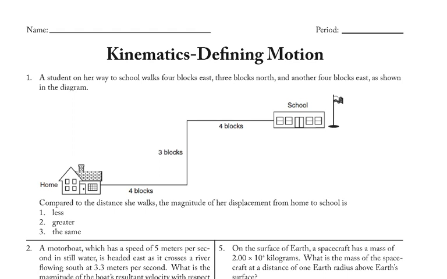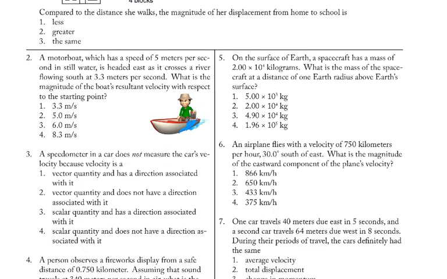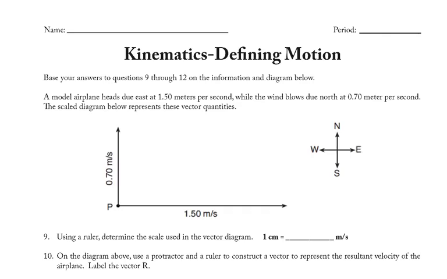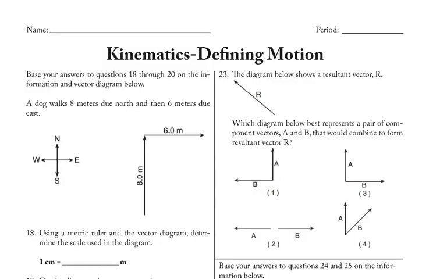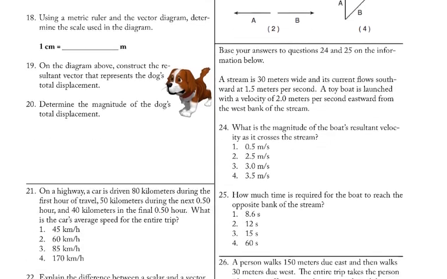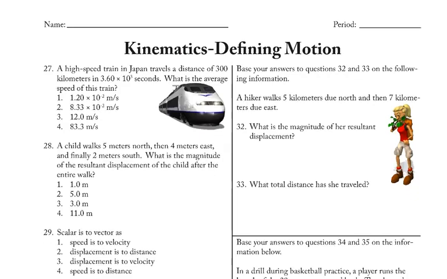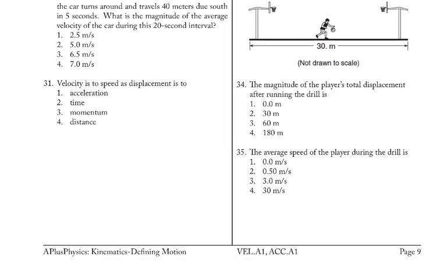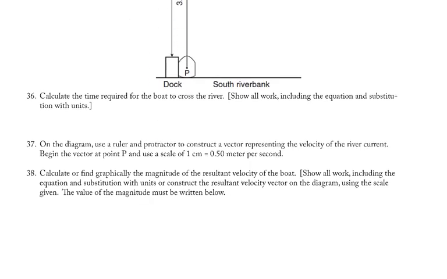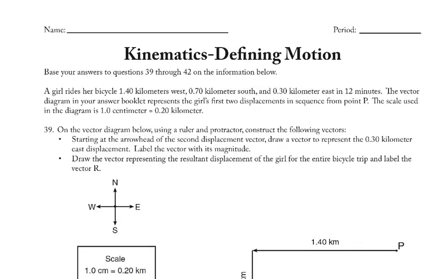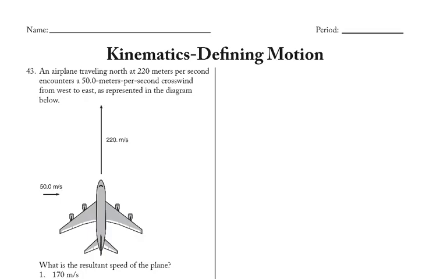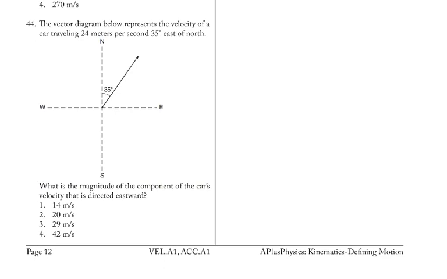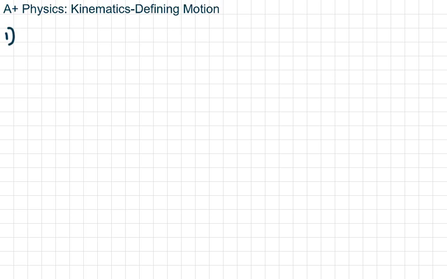In case you don't have the worksheet, here it is. I'm just going to scroll the pages. Here's numbers 1 through 8. Here's numbers 9 through 17. Then we have 18 through 26, 27 through 35, 36 through 38, 39 through 42, and number 43 and 44. So there you go. And we'll begin at the beginning with number 1.